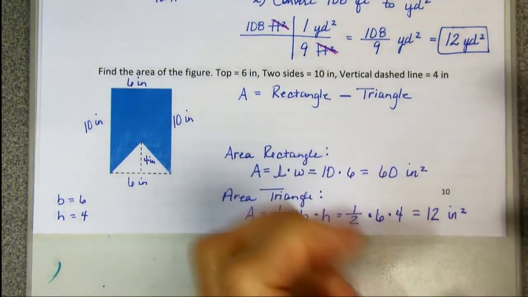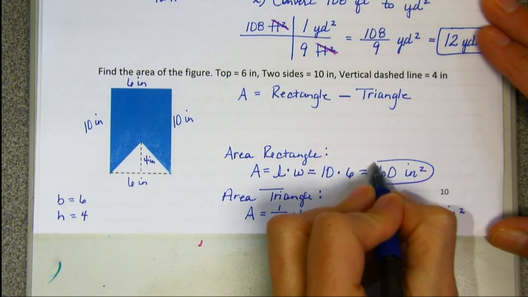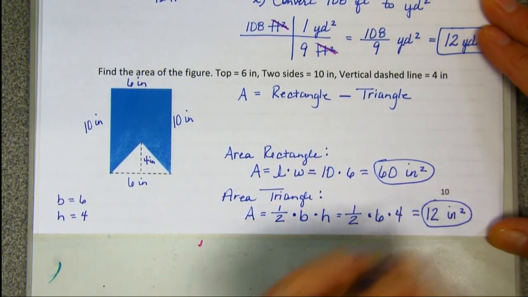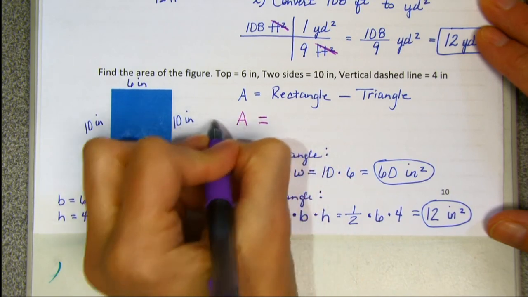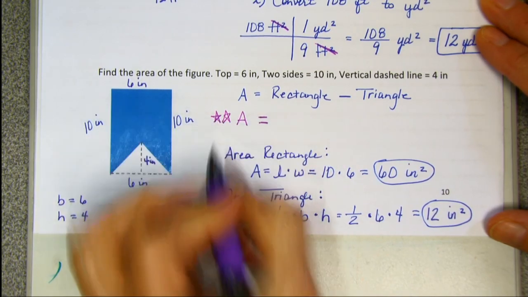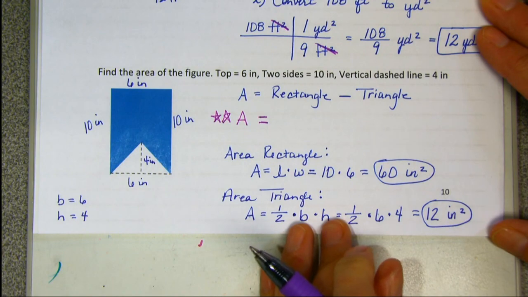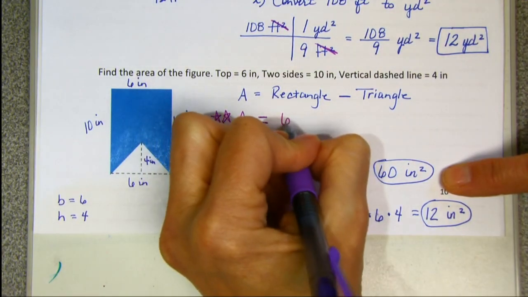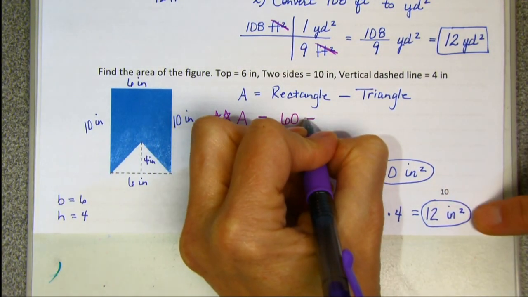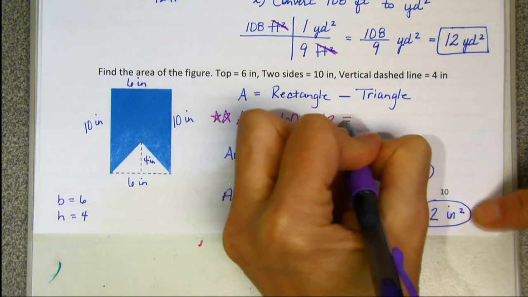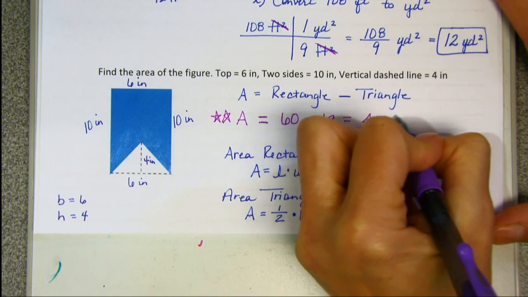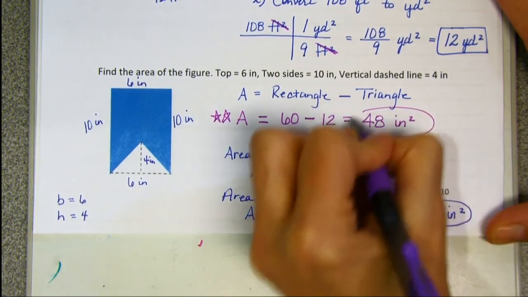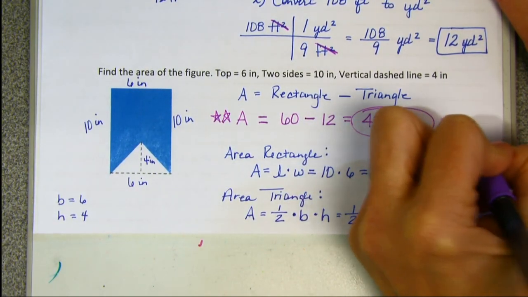So now I'm going to take these two numbers and come back up here, because this is the area I'm ultimately looking for, that is in blue. And I'm going to take the rectangle minus the triangle, and I get 48 square inches or inches squared. So this is the final answer that we are looking for.